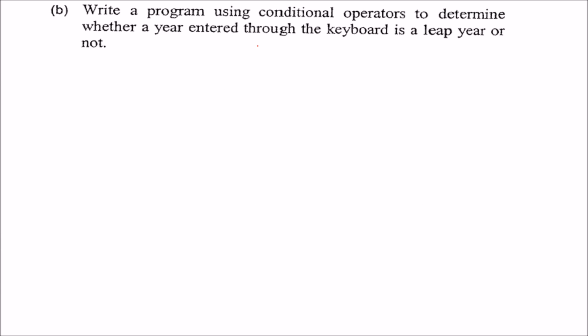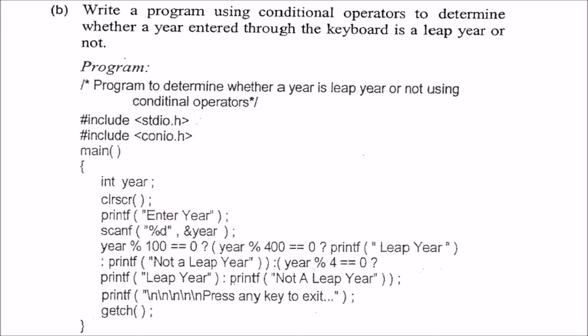Write a program using conditional operator to determine whether a year entered through the keyboard is a leap year or not. How to check this? First, we'll write a comment. You can write any comment. This is just for your understanding. stdio.h and conio.h will be included. We'll input the year, take the year in this year.